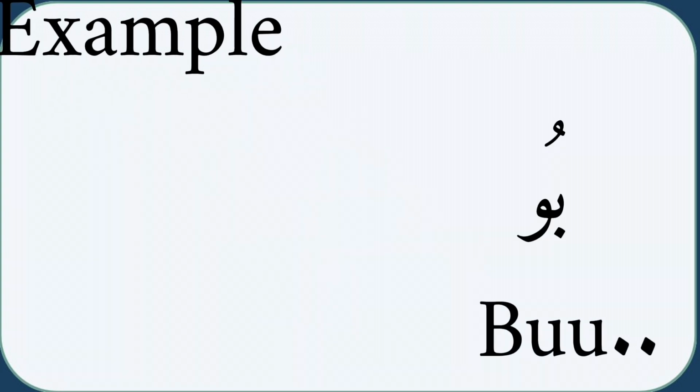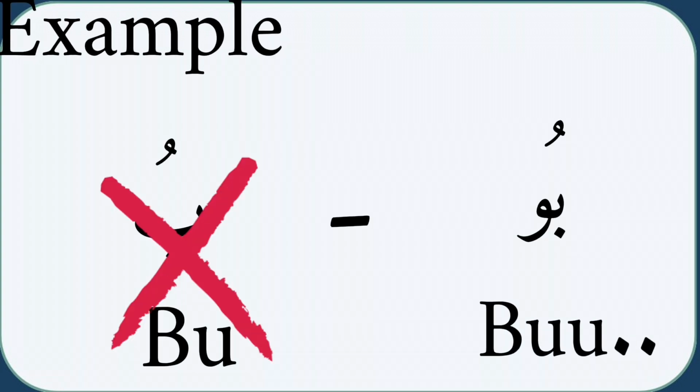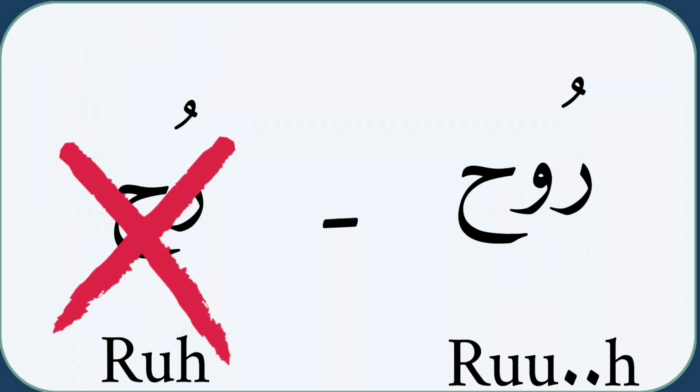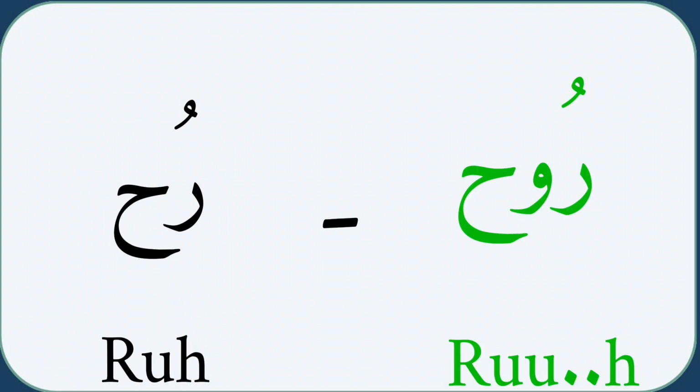Now let's move to the second long vowel. Waw makes the oo sound. Example, boo, not bu. It's boo. Let's see it in the words. Ruh, ruh means soul. You don't say ruh short. You say ruh, long and smooth.